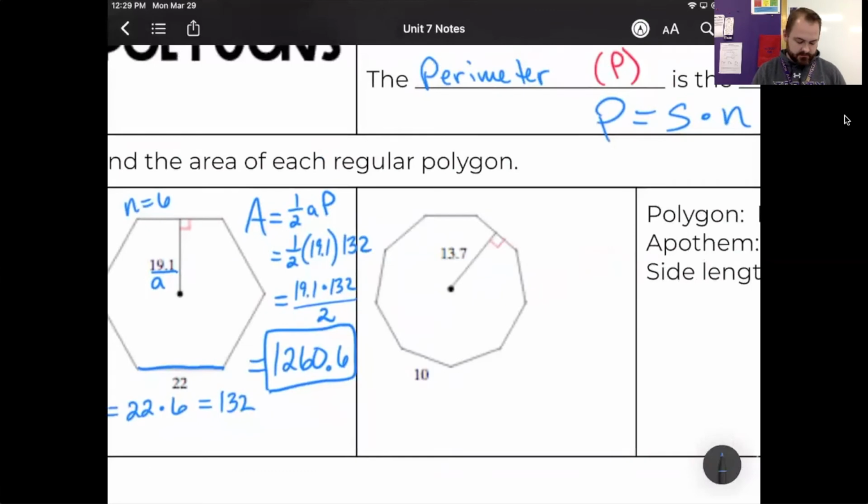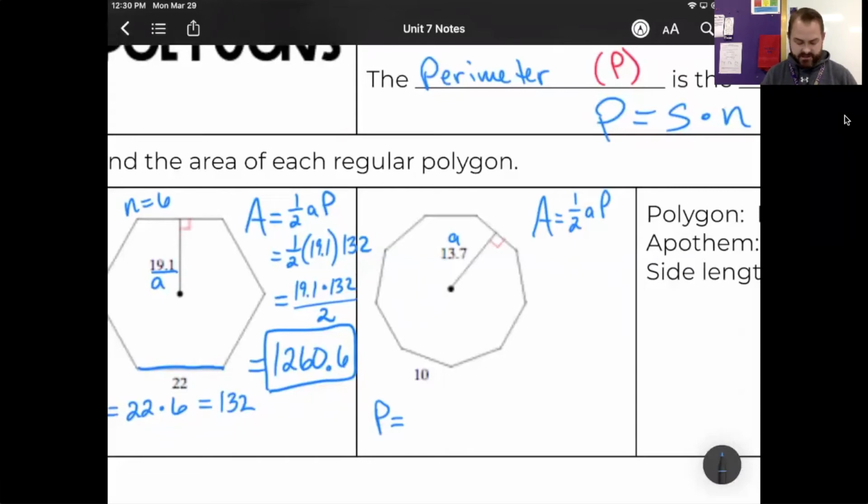Same idea. Area equals 1/2 apothem times perimeter. They give you the apothem, 13.7. We've got to find the perimeter. Well, to know the perimeter, look at how many sides there are times the side length. So the side length is 10, and there are actually 9 sides here.